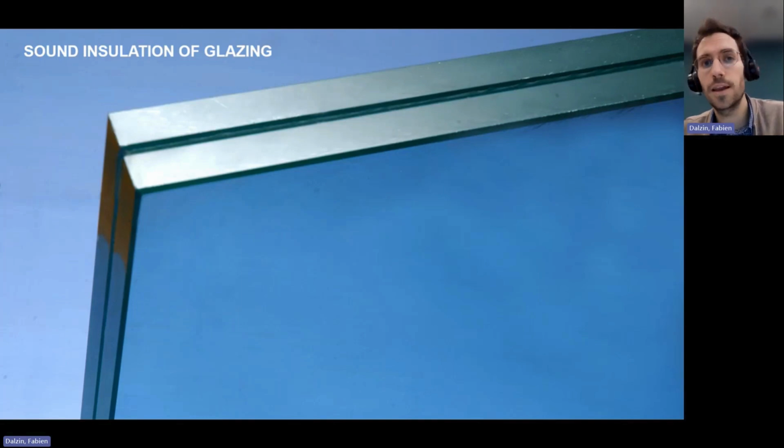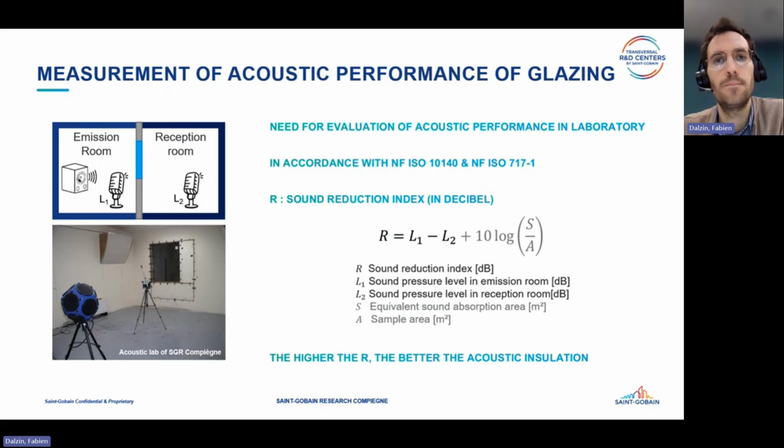Now let's talk about sound insulation of glazing. So we'll make a focus on glass. First, how do we measure the sound insulation of glazing? To measure it, we use an acoustic laboratory, which is composed of two different rooms, the emission room and the reception room. In between the two rooms, you place the sample that you want to test. In the emission room, you have a loudspeaker that can play sound very, very loud in different frequencies, and a microphone to measure the sound pressure level inside this room.